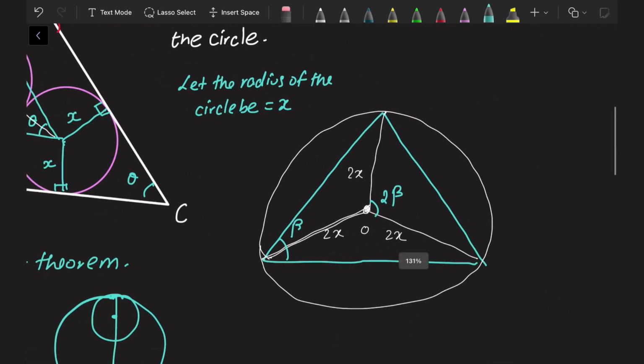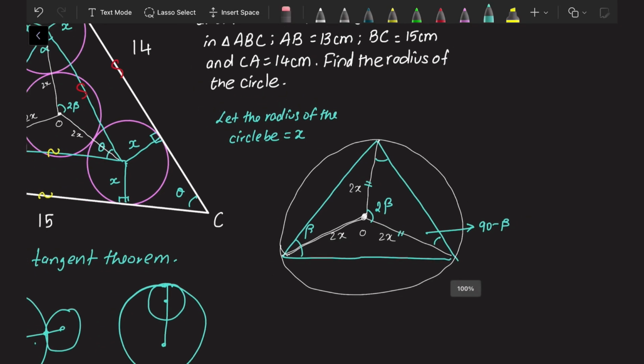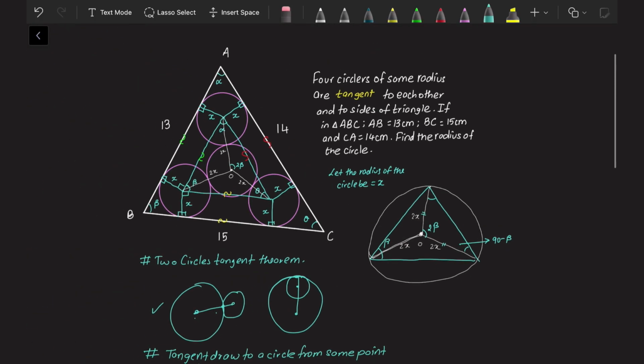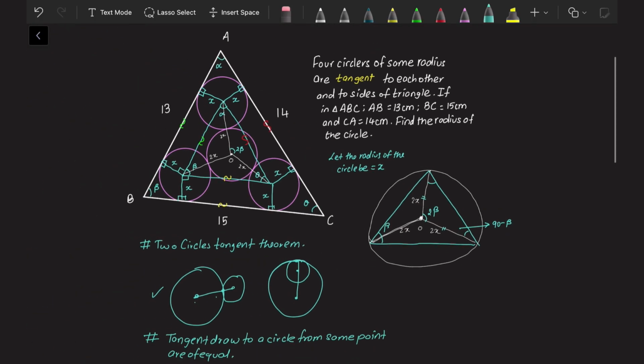Now look carefully, we have this 2 beta, very nice, but these two sides are equal. So hence these two angles would be equal. So by the angle sum property, this angle is nothing but 90 minus beta. Nice. It has come out to be 90 minus beta. Till now things are going good. Keep all this in mind. Now let us introduce one more thing.